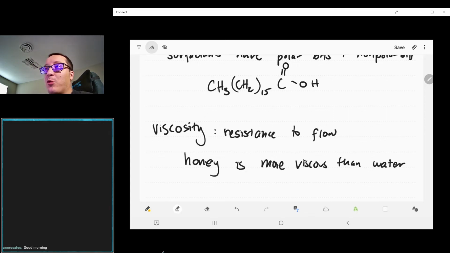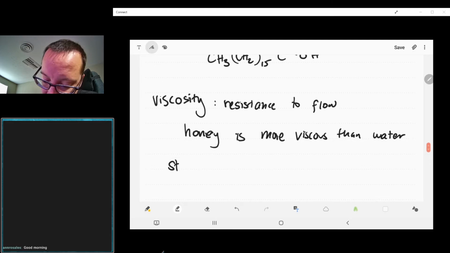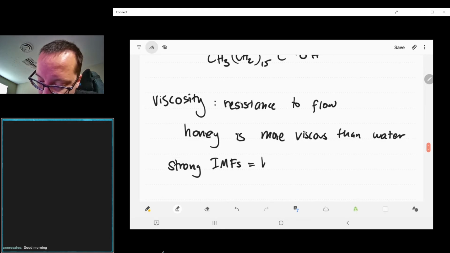If you try and pour honey, you can completely upend the honey jar, and it's going to very, very slowly come out. It flows very slowly because there's a high viscosity. It resists moving. But water, if you were to take a cup of water and turn it upside down, the water is just going to come straight out. And so we're going to see that strong intermolecular forces will lead to high viscosity.